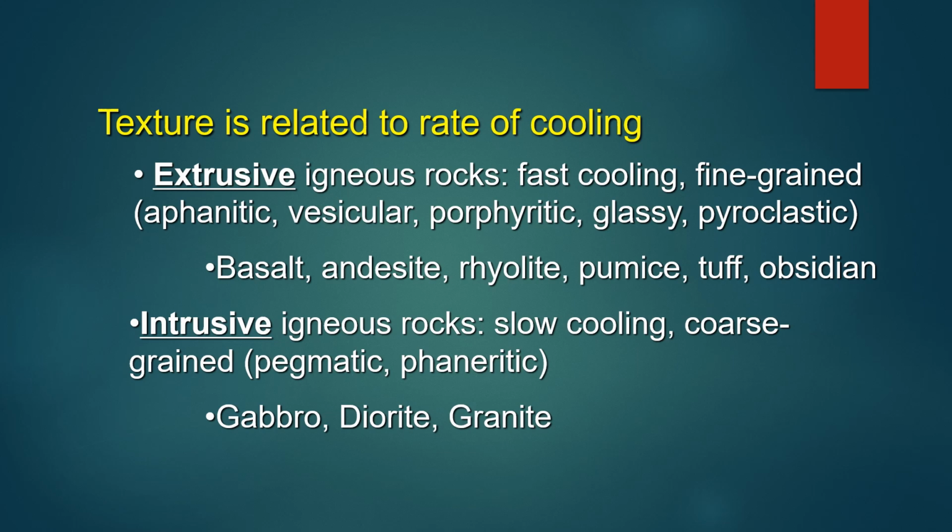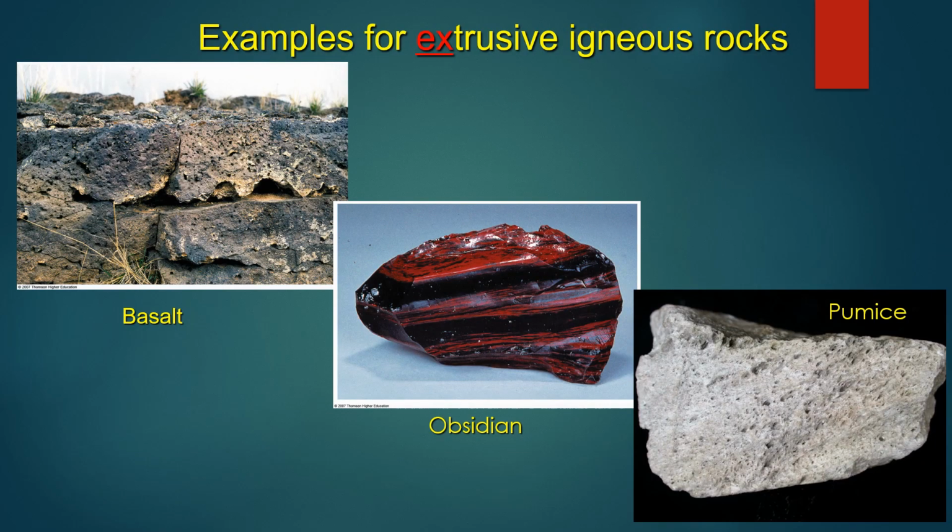Intrusive rocks are formed when magma remains underground. The cooling rate is slow. Therefore, intrusive rocks are characterized by textures like pegmatitic and phaneritic. Basalt is a typical extrusive rock formed from cooling of magma.